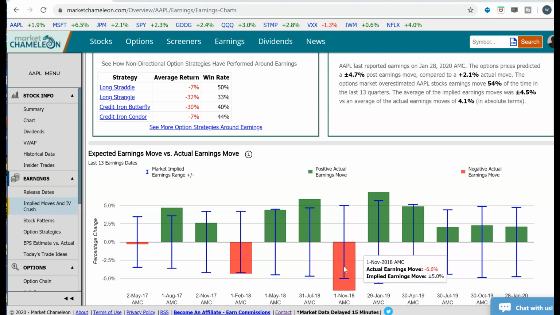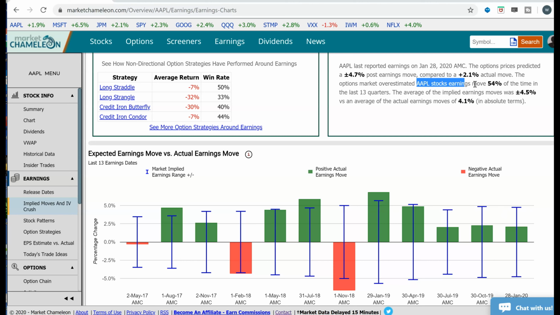And when it's red, that's the actual move to the downside. Here, the implied move was 5% in either direction. The actual move was negative 6.6%. And this is Apple's history in the last 13 quarters.